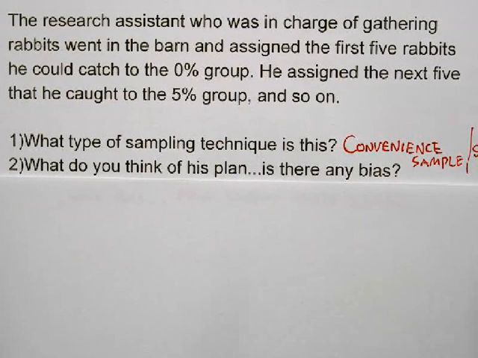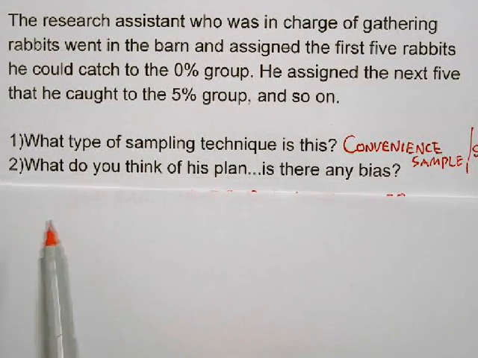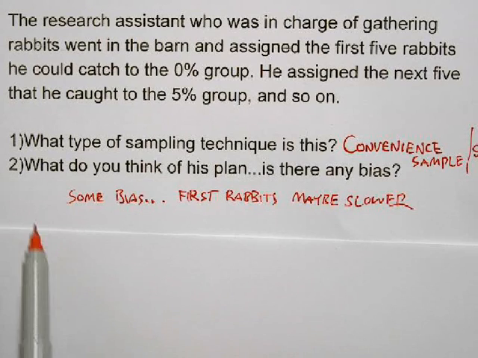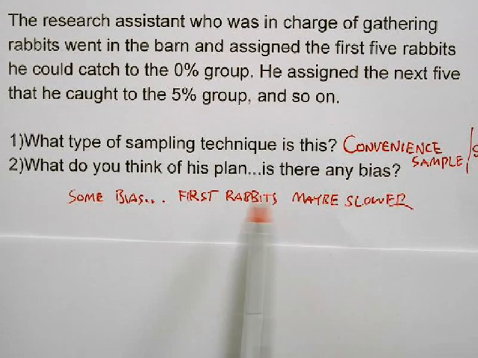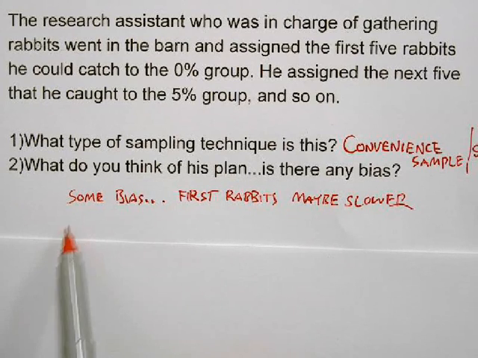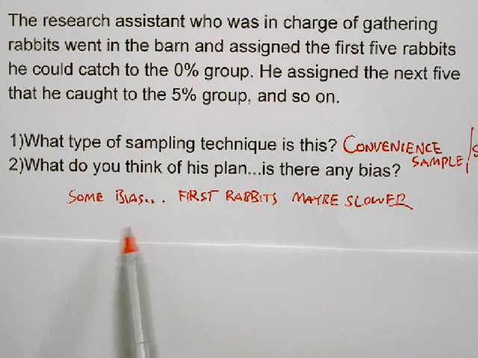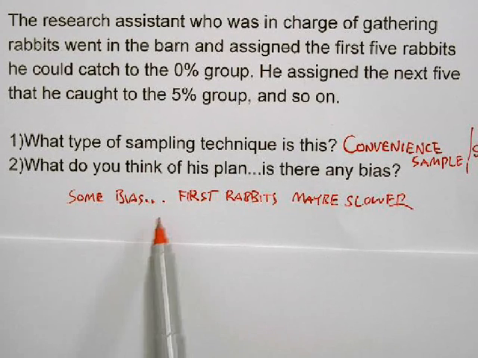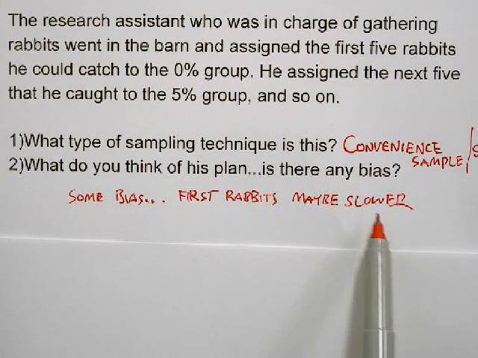So in this case, I was wondering, maybe there's something wrong with the rabbits, and that's why they're being caught first. Maybe they're a little bit slower. So that could create some bias. Obviously, an unhealthy rabbit would be first caught, and the healthiest ones would stay uncaught till later.